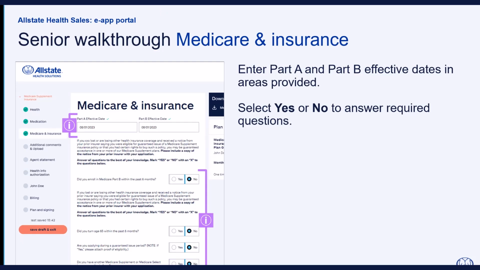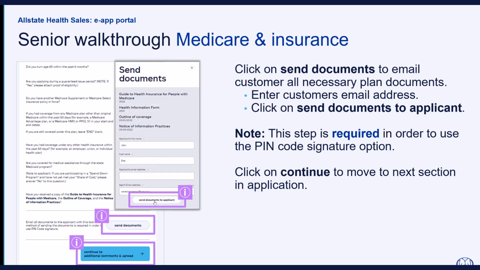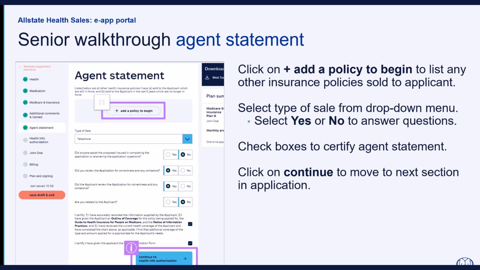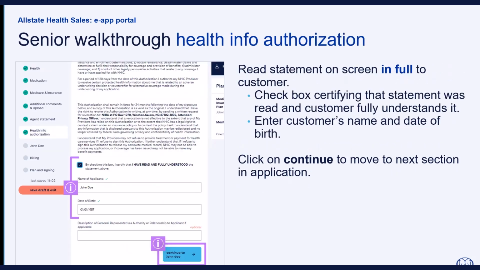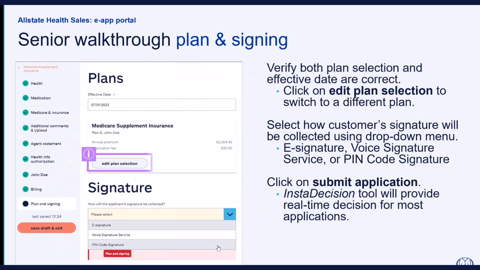And then for the PIN attestation, we will come to a screen where we will send our customer all applicable plan documents, and they will need to attest that they have received them. You can add any additional comments or drop any files that need to be attached to the application. If we need to add a main original Medicare policy, you can do that. We have to attest that the customer was fully read and understands the statement above. Why are we replacing this plan? And then we'll come to our signature.